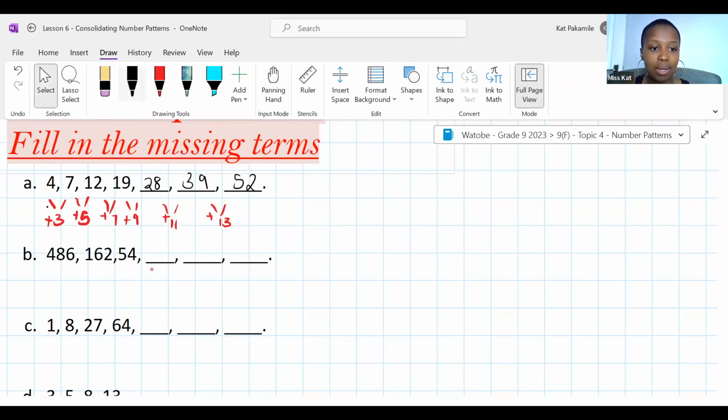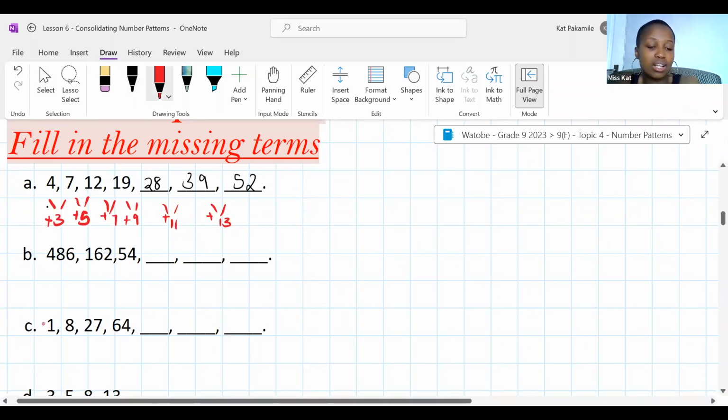What have we here? What's happening at B? We are definitely not adding the same thing or subtracting the same thing, right? There are very large gaps between the numbers in B. So remember, these are linear and non-linear. So we could be multiplying or dividing or using some sort of exponential rule. You have to check, how do I possibly get from 486 to 162?